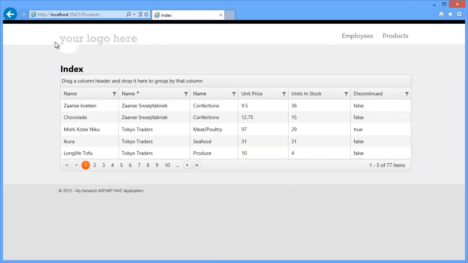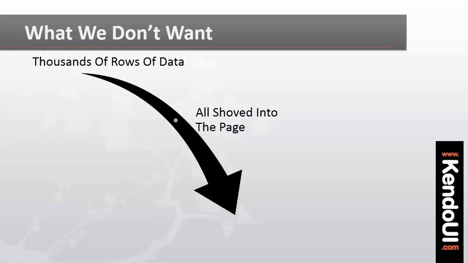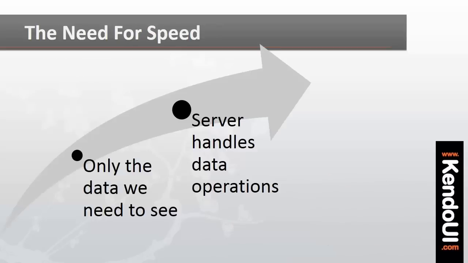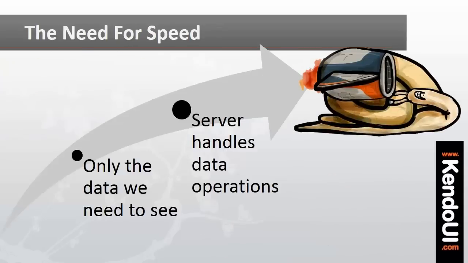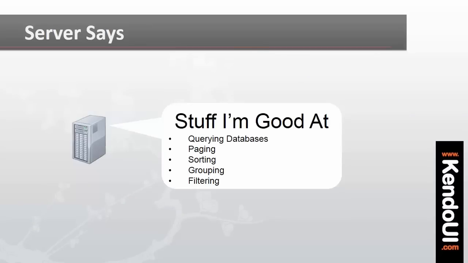Now, this all works very well for small sets of data, but you will likely have thousands of rows in your grids. In that case, we definitely do not want all of this data in the browser. That's just going to slow everything down. We want the data the user needs to see and only that data. We also want the server to handle things like paging, sorting, grouping, and filtering since, frankly, servers are really good at that sort of thing.